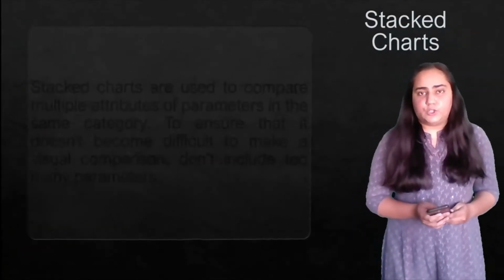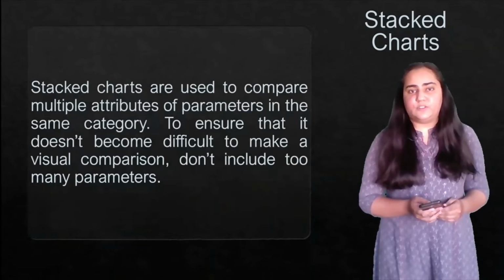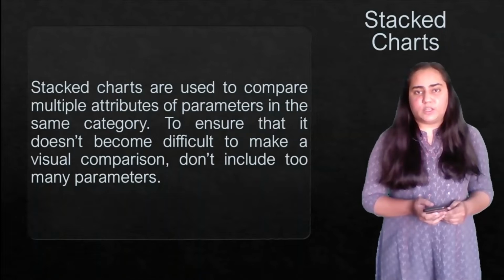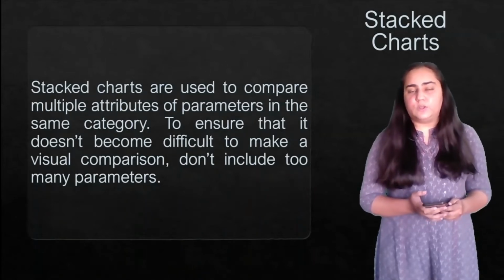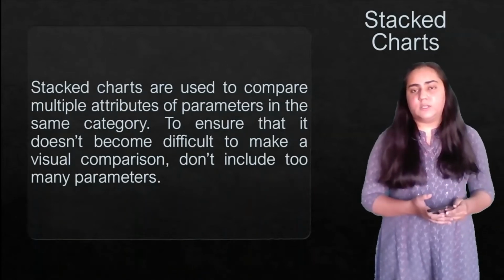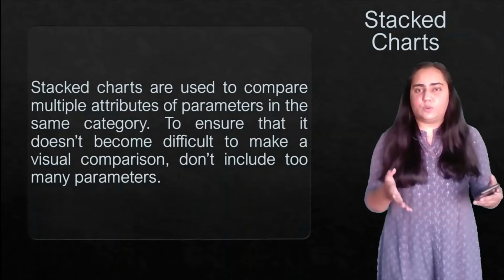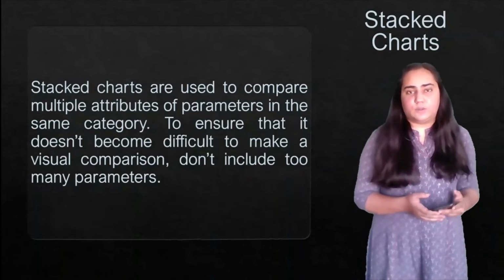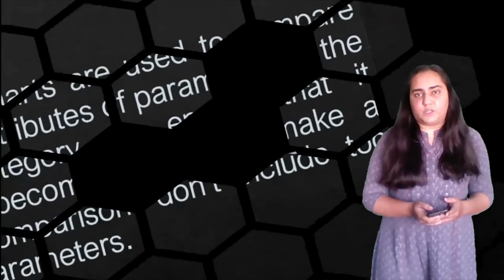Next, we have stacked charts. Stacked charts are used to compare multiple attributes of parameters in the same category. To ensure that it doesn't become difficult to make a visual comparison, don't include too many parameters. So you can compare many parameters belonging to the same category, but if you don't want your visualization to become very complicated and difficult to understand, you would want to limit the number of parameters.